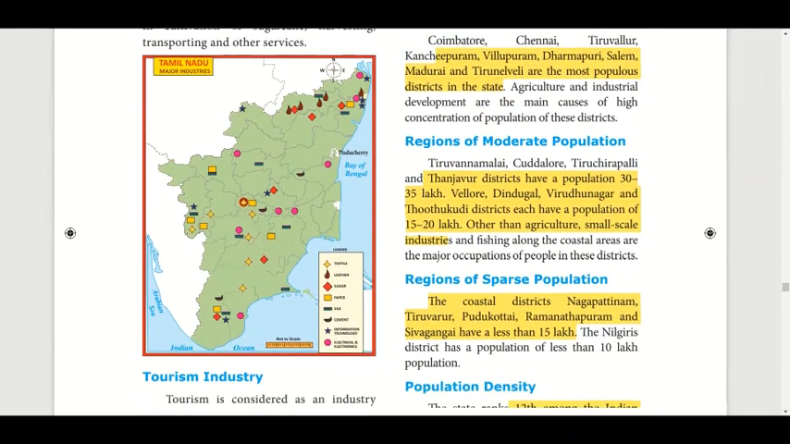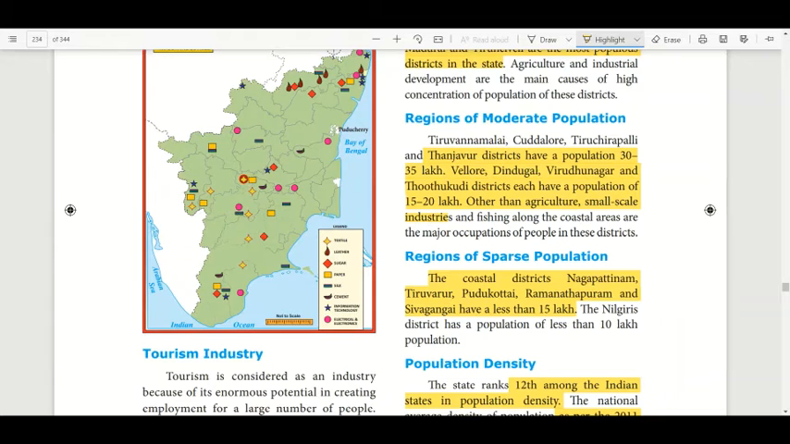Okay, next coming towards the moderate population. Tanjavur district has a population of 30 to 35 lakhs. And Vellore, Dindigul, Virudhunagar, Thoothukudi districts are also having a population of 15 to 20 lakhs. Other than agriculture, small scale industries, fishing, etc. are some of the major occupations in these districts.